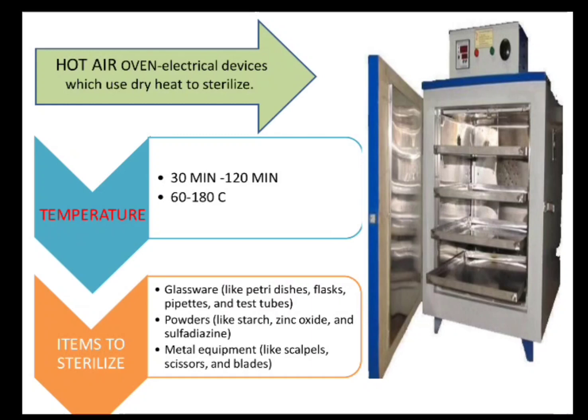Otherwise, due to sudden change in the temperature, suppose you have just switched off the instrument and the temperature inside is 160 degrees centigrade, if you open the hot air oven, due to the sudden change in the temperature, there definitely will be cracks in the glassware, and also it is dangerous to the person who is operating the instrument. So this is about your dry heat method of sterilization. In the next class, we will be studying about moist heat sterilization technique.